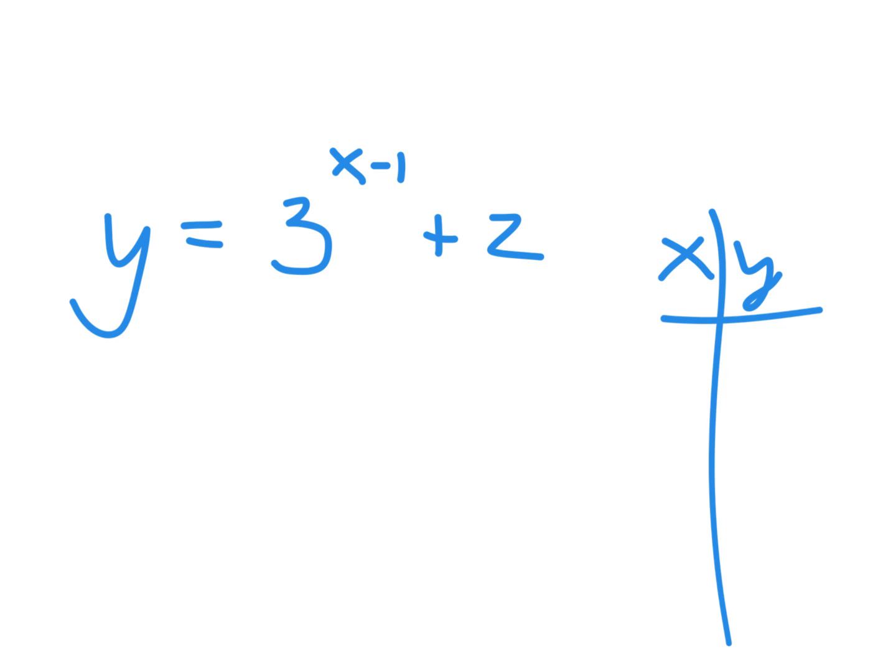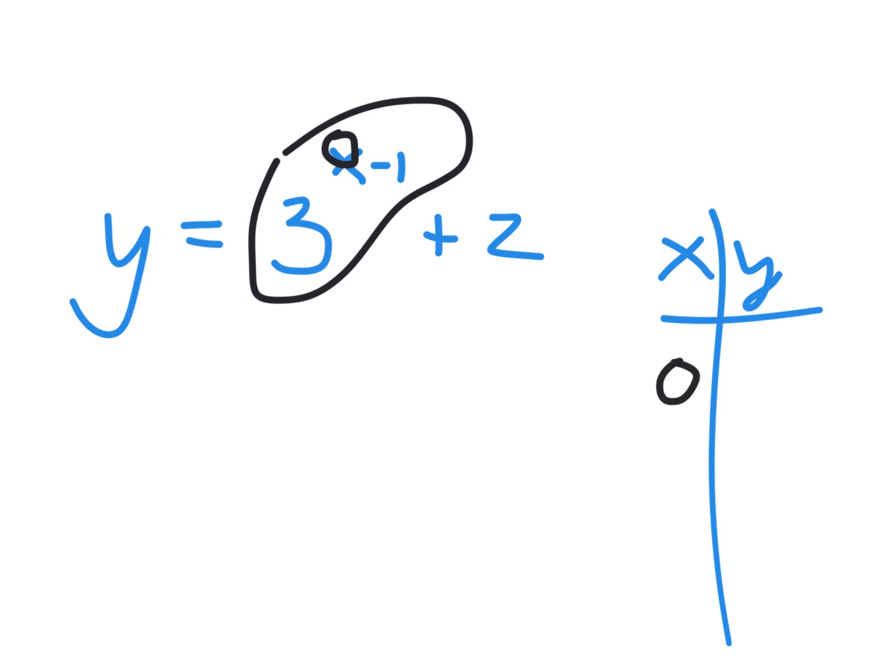Sophia, give me a number you stuck in. 0. What does that give you? It'll work. Don't freak out because it's a fraction. It'd be 3 to the negative 1, which is the flip of 3. 1/3.